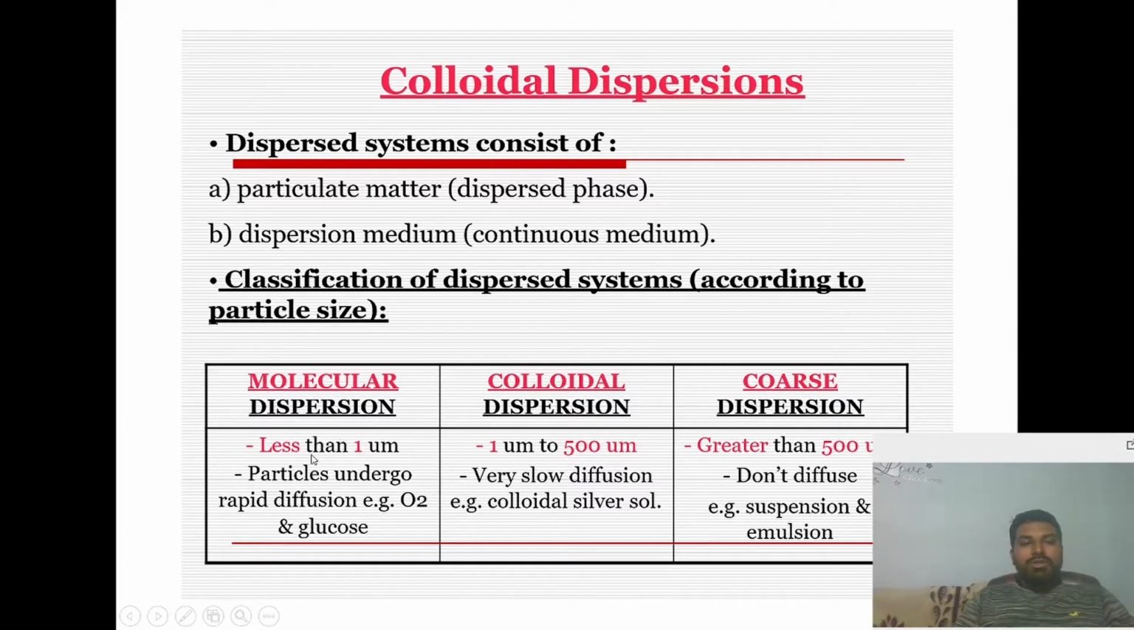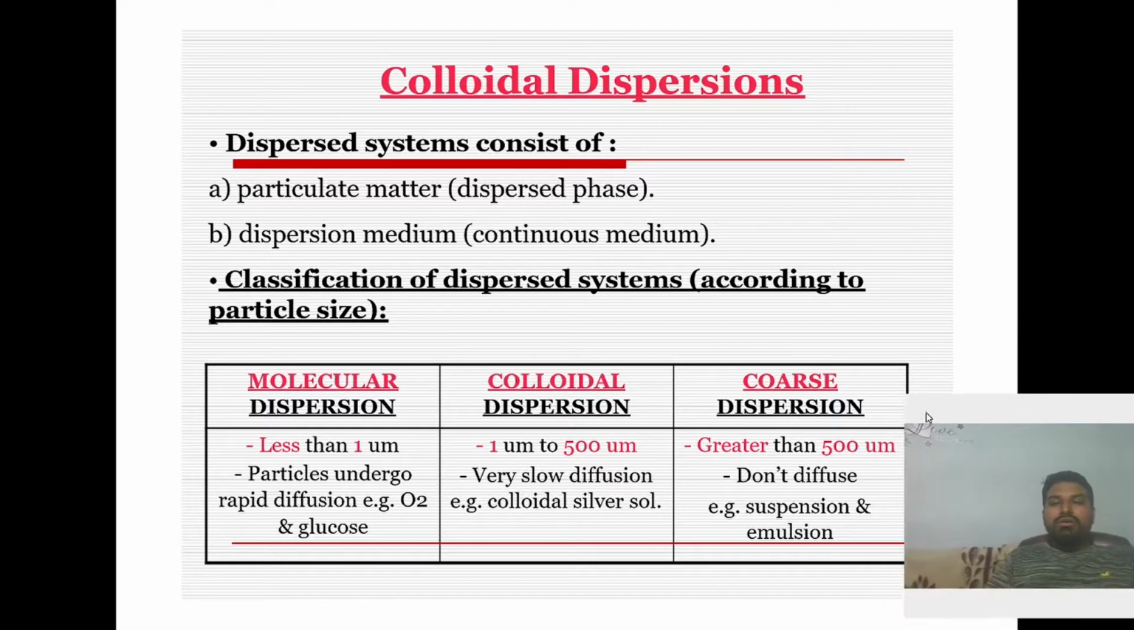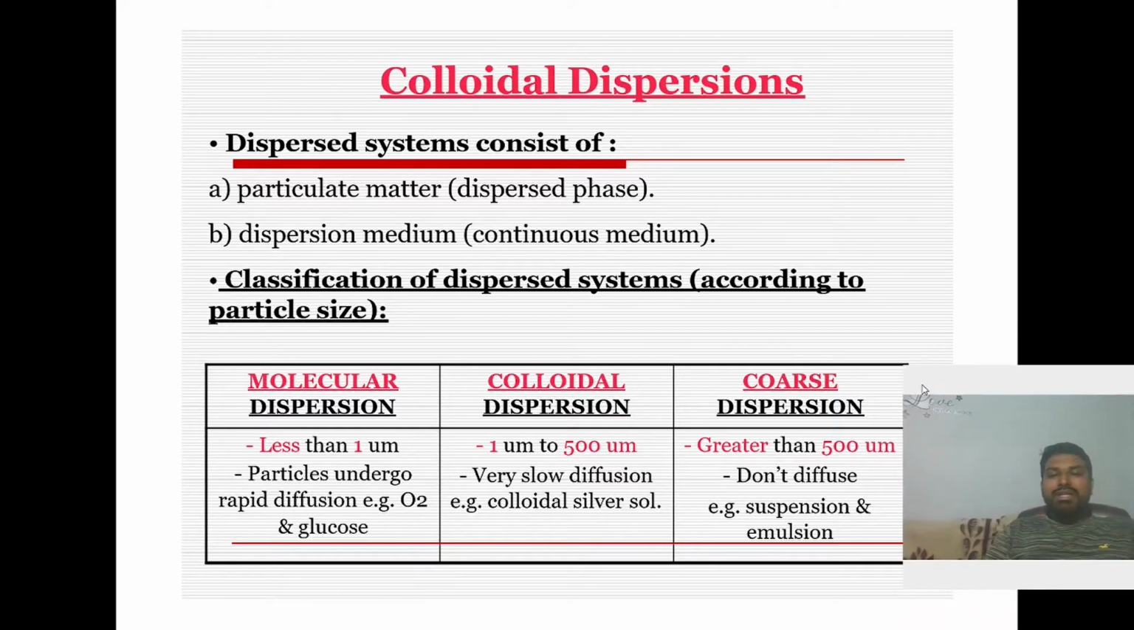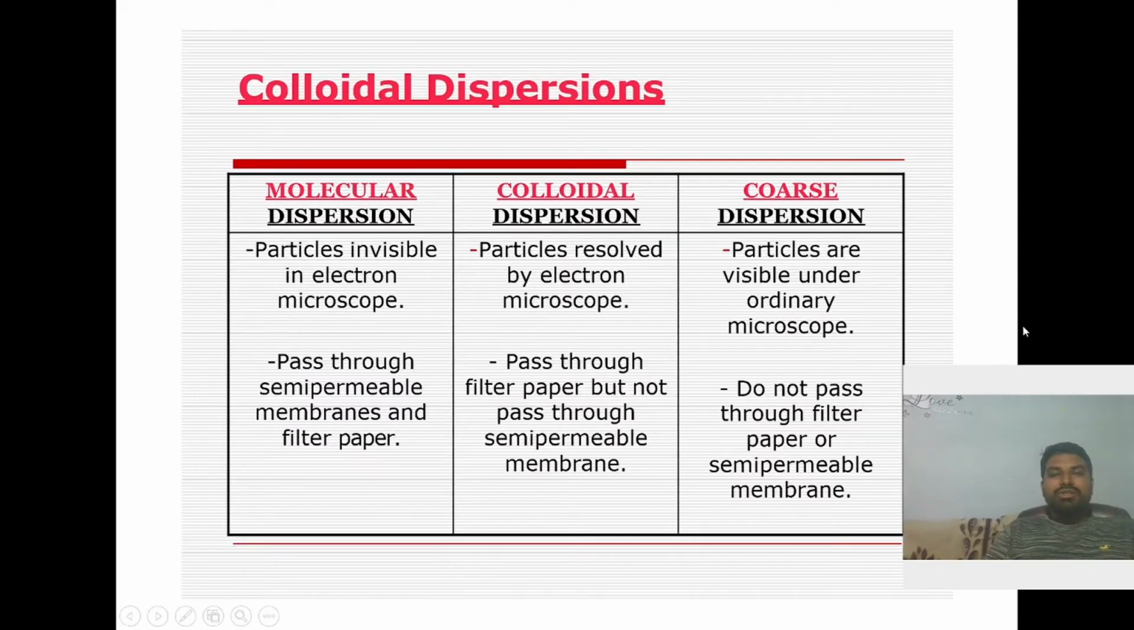Molecular dispersion is less than 1 micrometer. Particles undergo rapid diffusion, example O2 and glucose. Colloidal dispersion is 1 micrometer to 500 micrometer. Very slow diffusion, example colloidal silver salt. Now, coarse dispersion is greater than 500 micrometer and it doesn't diffuse, example suspension and emulsion.